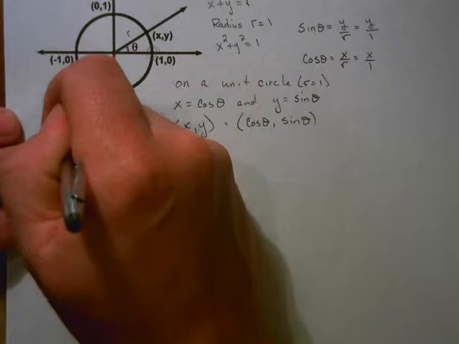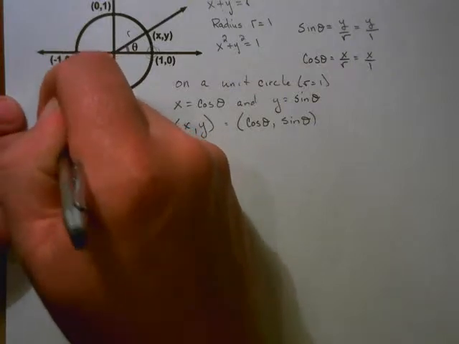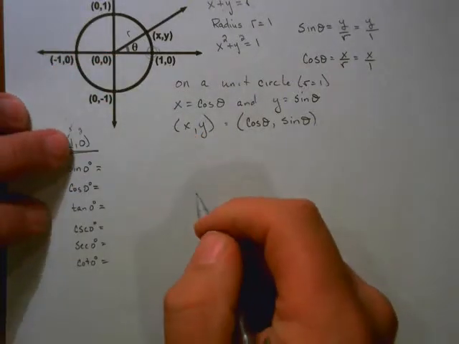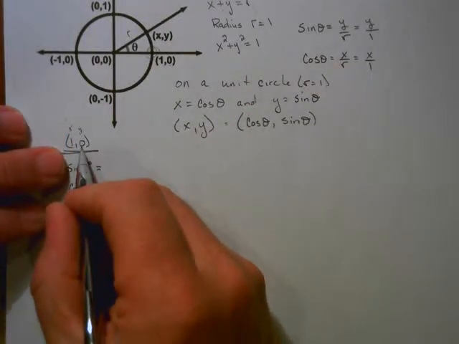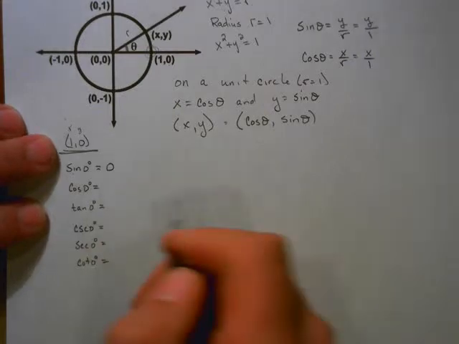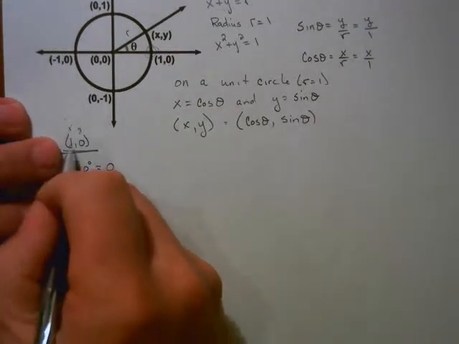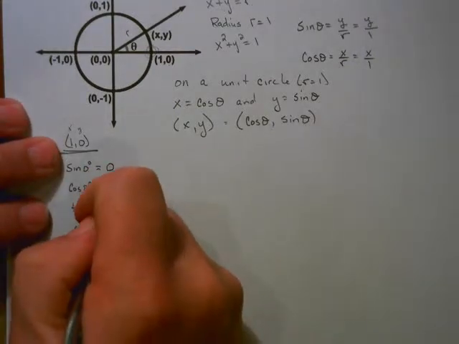And remember, this is x, y, so the x is going to be cosine, our y is going to be sine. So what's the sine of 0 degrees? It's going to be 0. What's the cosine of 0 degrees? It's going to be our x, which is 1.